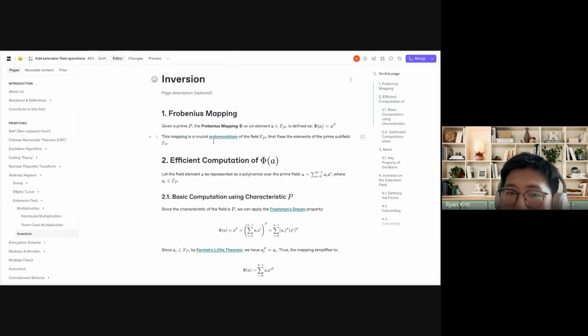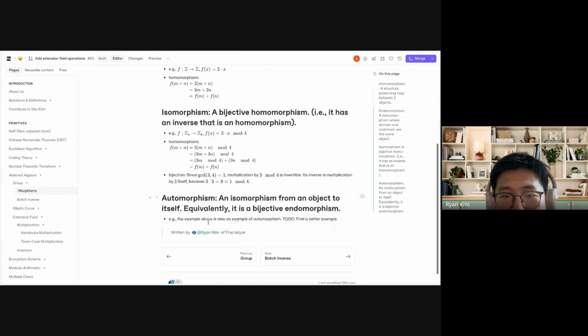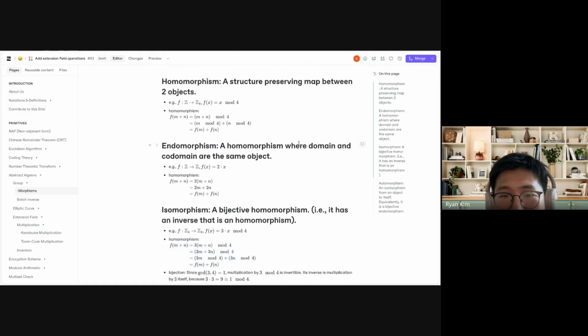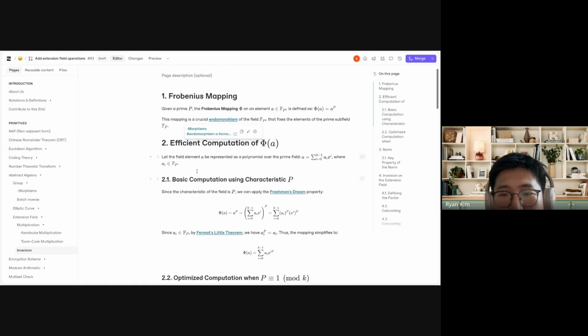Sometimes we call this the Frobenius endomorphism because the domain and, what is the opposite of domain? The domain and the area that the function maps to, what is it called? The domain and codomain are the same. That's why we also call it an endomorphism.